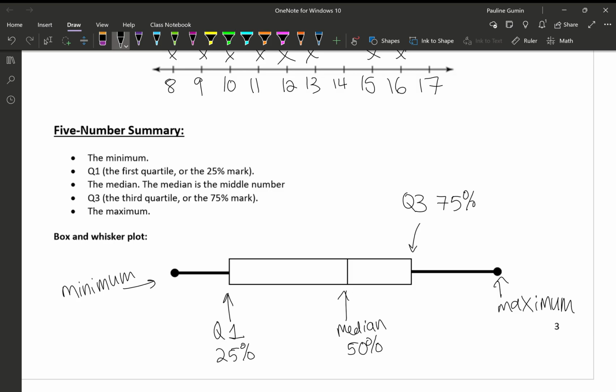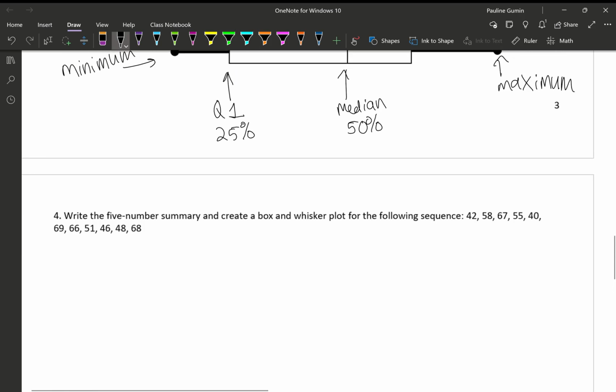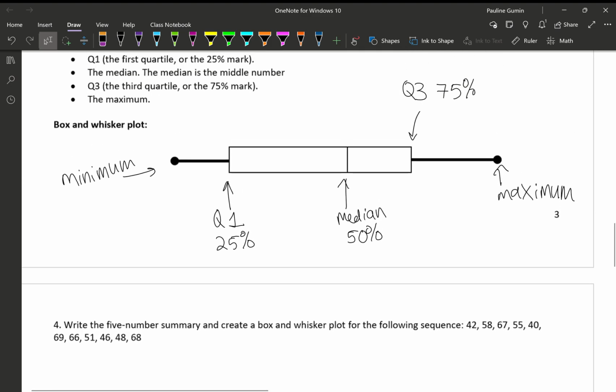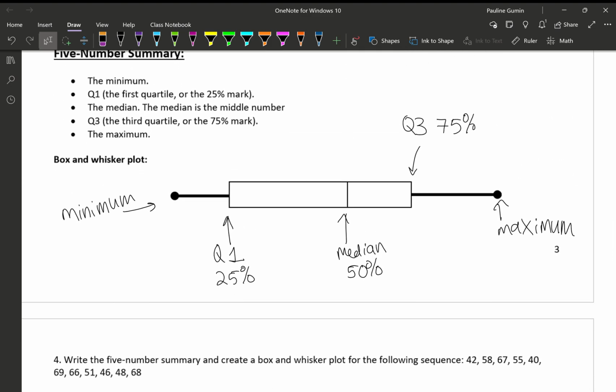Okay, let's practice some organizing. So here's a bunch of numbers. Let's make a 5-number summary and attempt to draw a nice little box and whisker plot. I forgot to tell you that this is called the box and whisker plot. It's because it has a box in the middle and the 2 lines on the end are called whiskers. Box and whisker. I know, so creative.